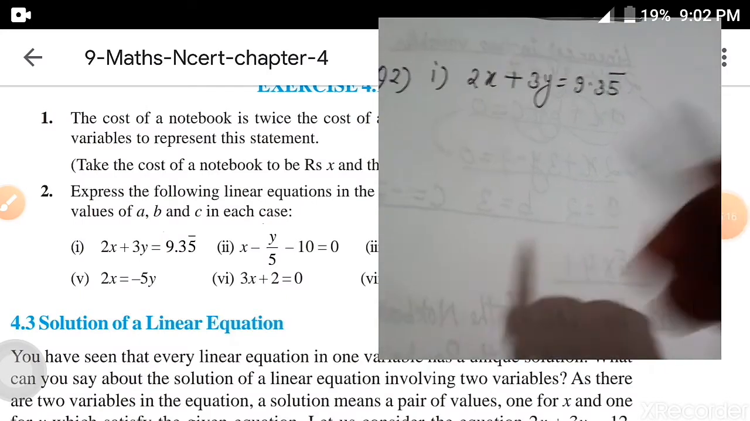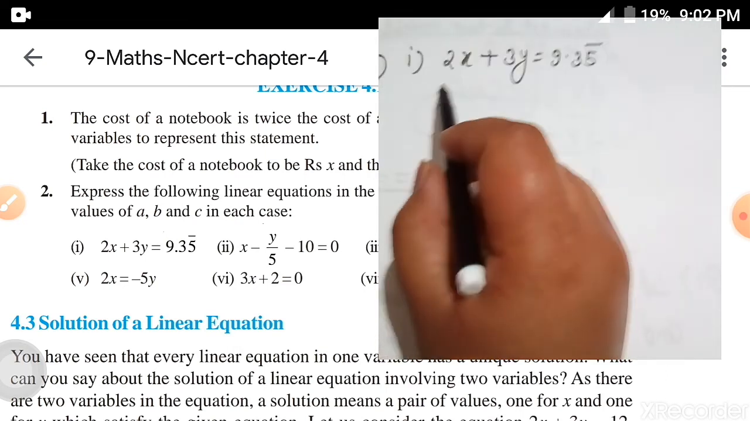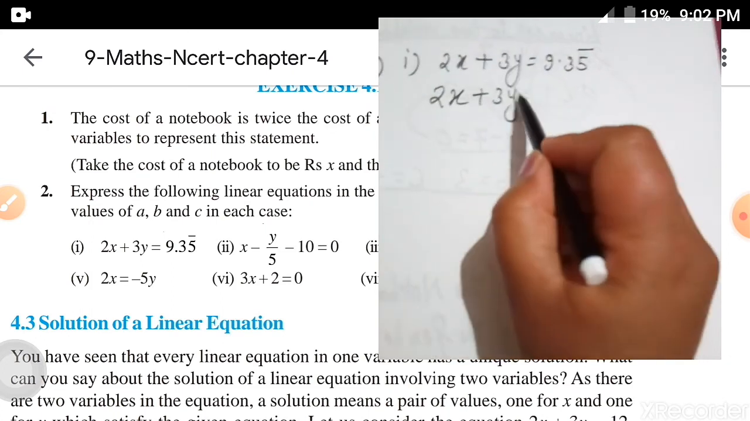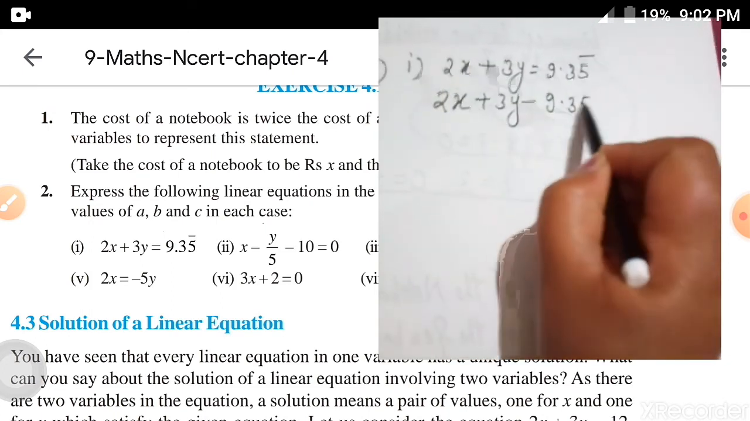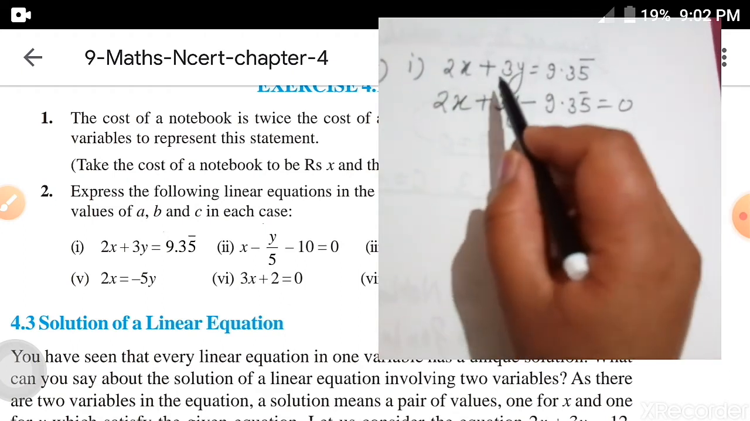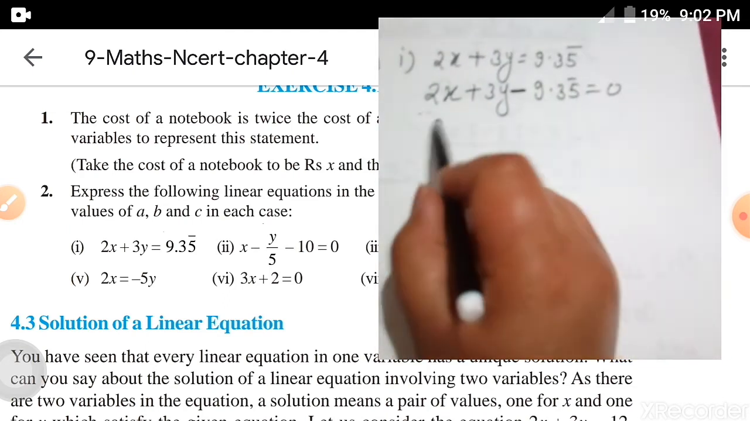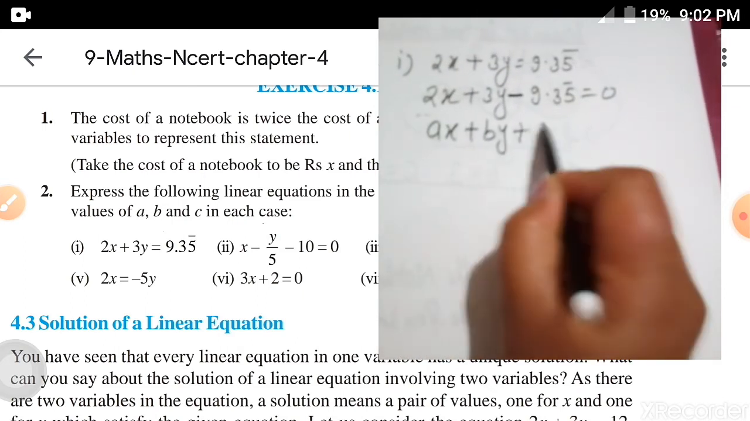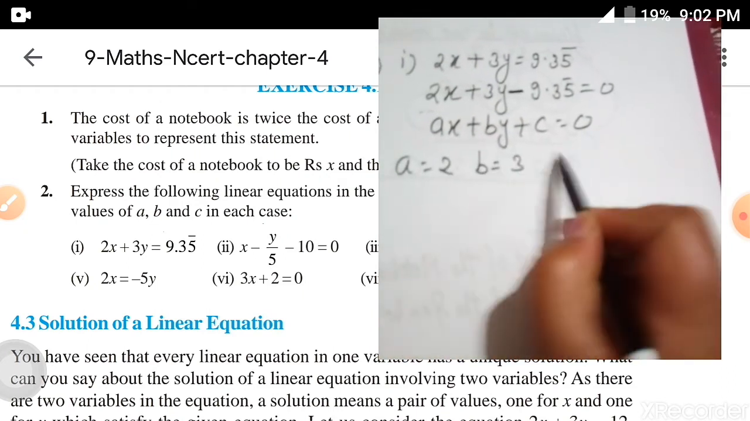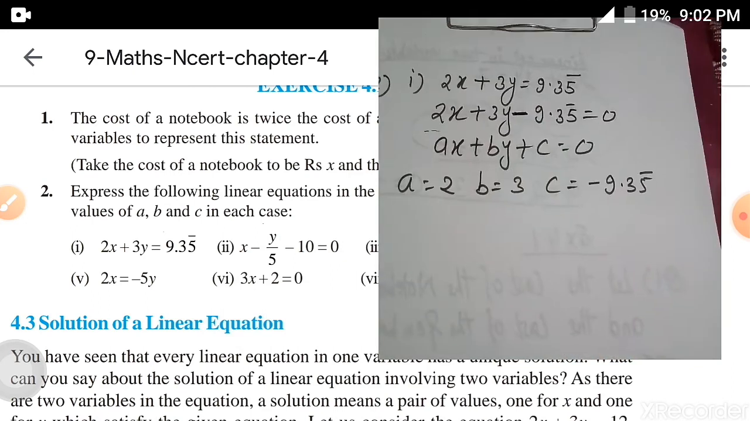So we have to find out the values of a, b and c in this. First we have to convert this into the standard form, ax plus by plus c. If we shift 9.35 bar to the LHS, it will have a negative sign. Now we compare this with ax plus by plus c equal to 0. We can see that a is equal to 2, b is equal to 3 and c is equal to minus 9.35 bar. Similarly, we have to do all the questions.